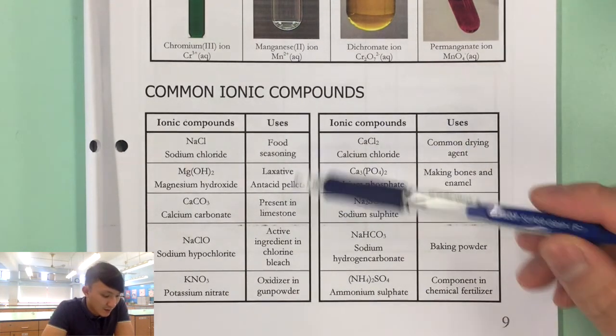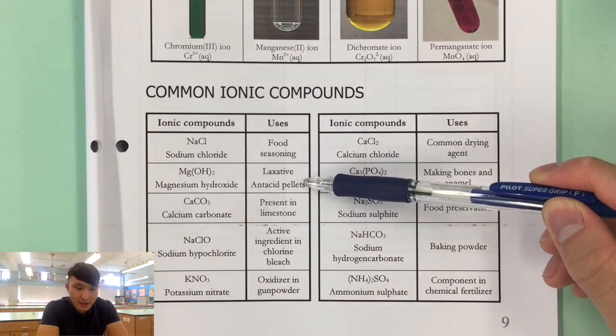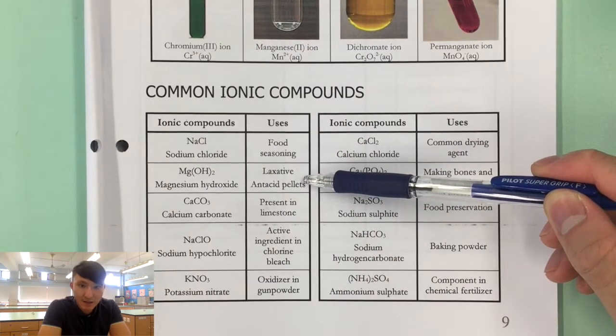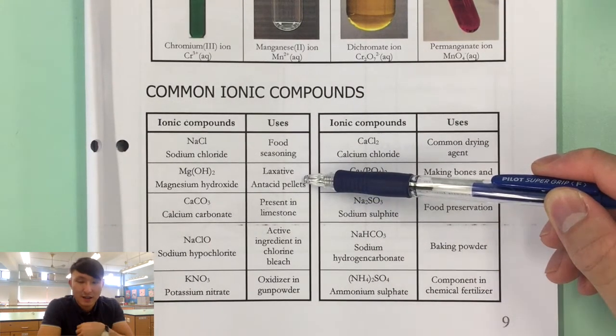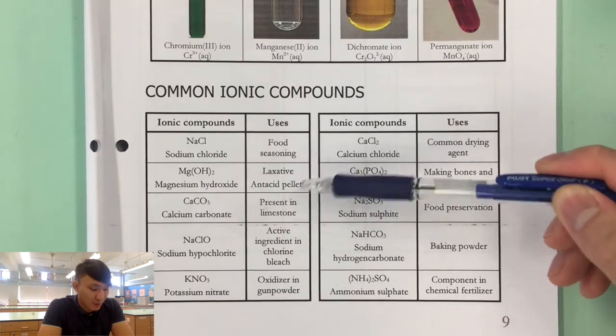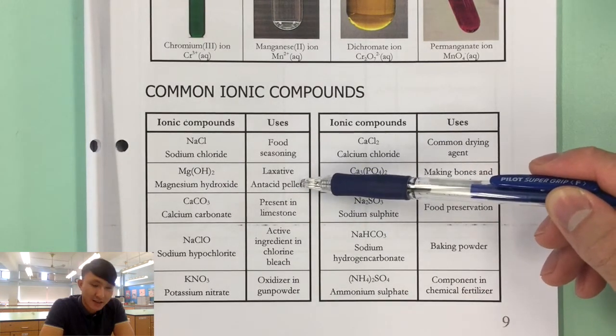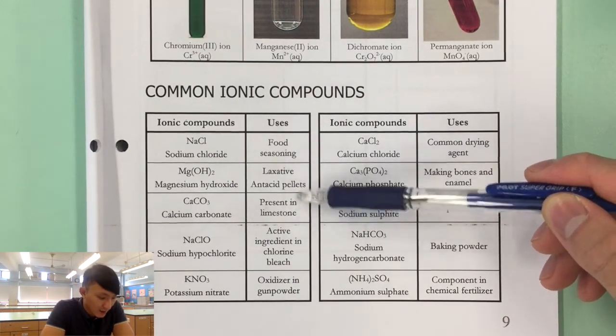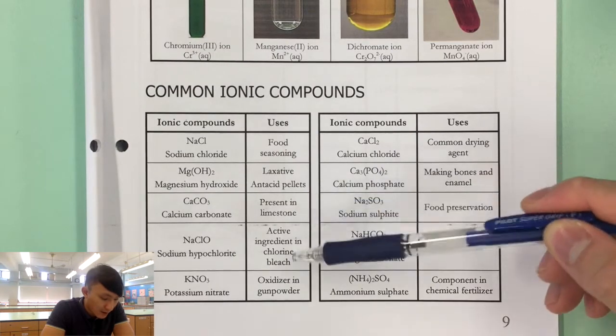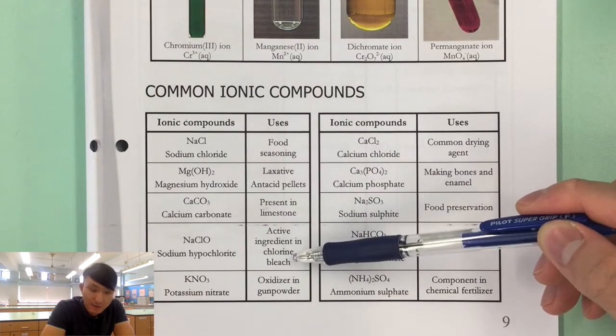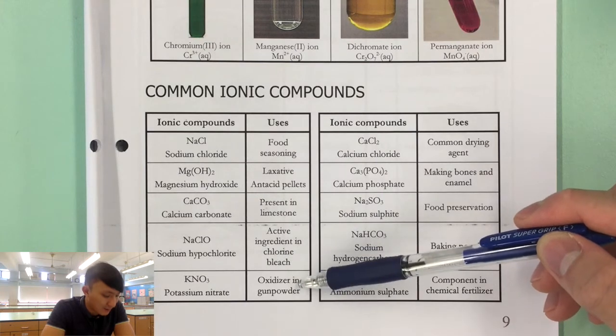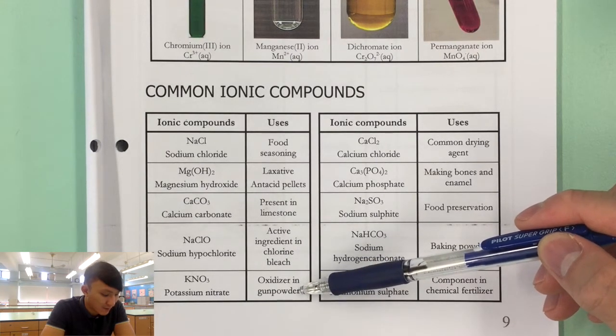Like this one, when you have a stomach ache, you would take antacid pellets to neutralize excessive stomach juice. We're actually taking magnesium hydroxide. Limestone, you have learned about that. Bleach is used to clean clothes or the floor, right? Potassium nitrate is used in gunpowder. Okay.